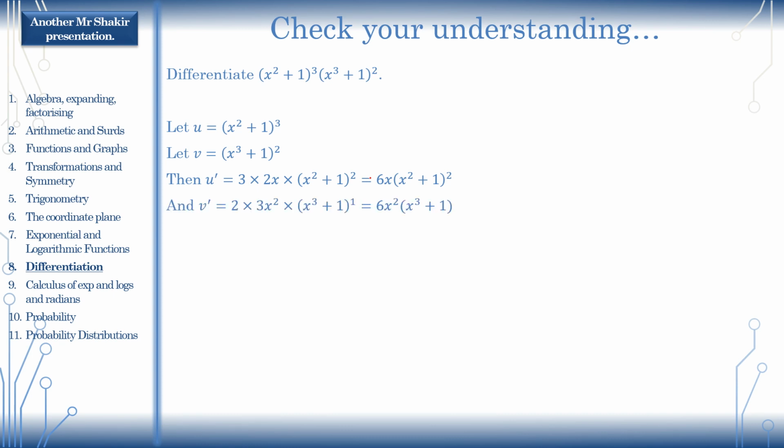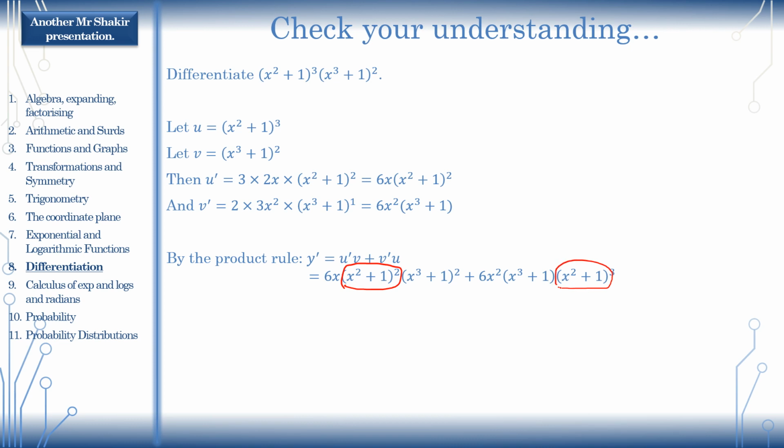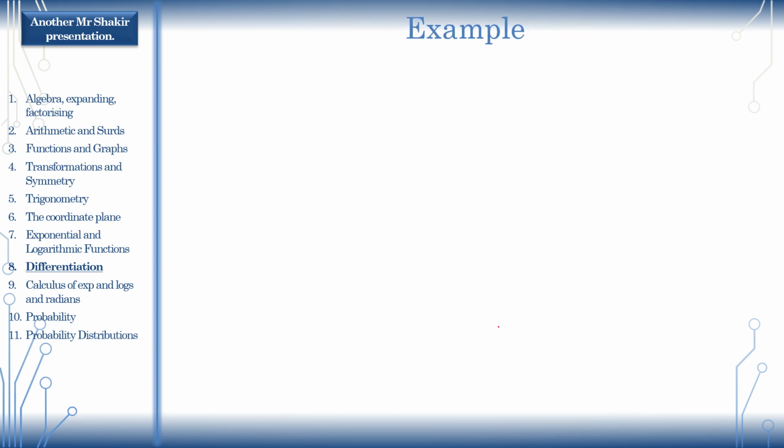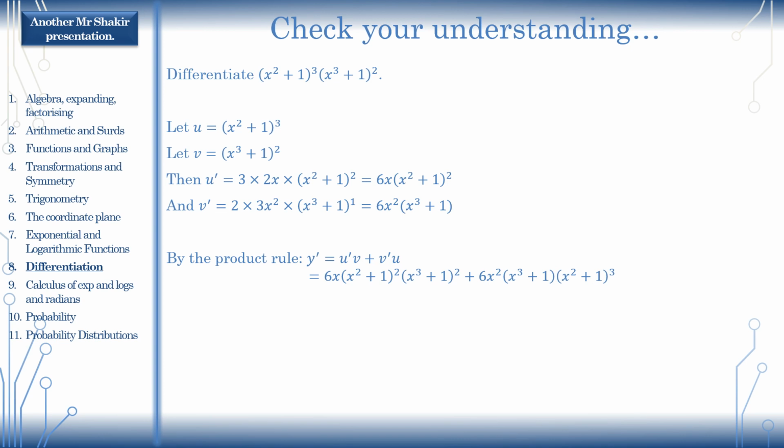v prime, same thing. We're going to use the chain rule. And by the product rule, y prime is equal to u prime v plus v prime u, or u dash v plus v dash u. And do the appropriate substitutions. Simplify and factorize if needed. I guess over here you'll be factorizing because you have x squared plus 1 all squared there. You have x squared plus 1 cubed, so you can take squares out. Or not, I guess I didn't actually do it. If you want to, you could factorize. Good practice, I suppose. But you can leave it alone as well.